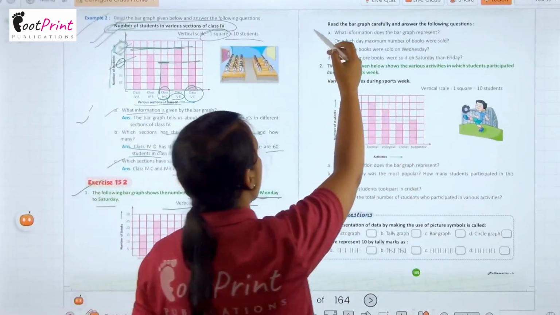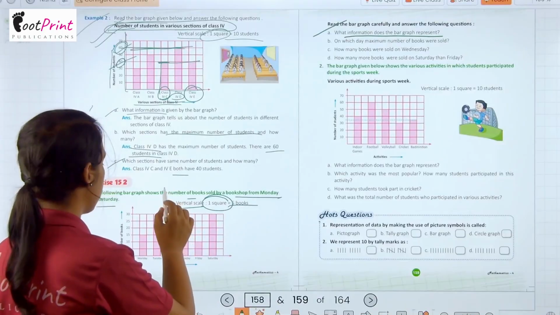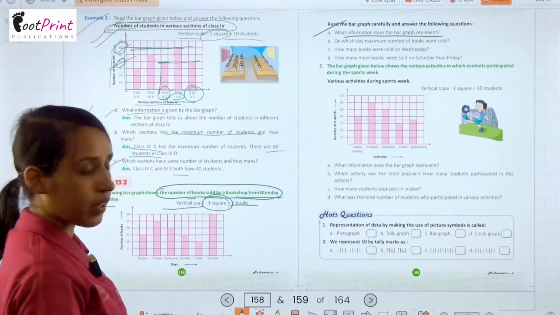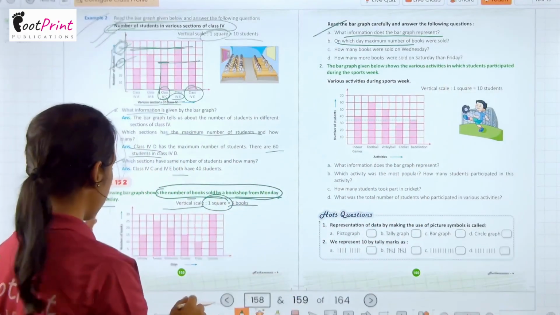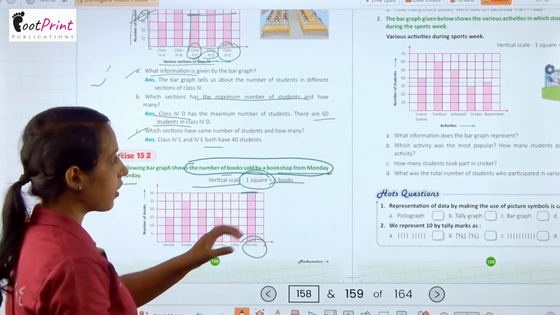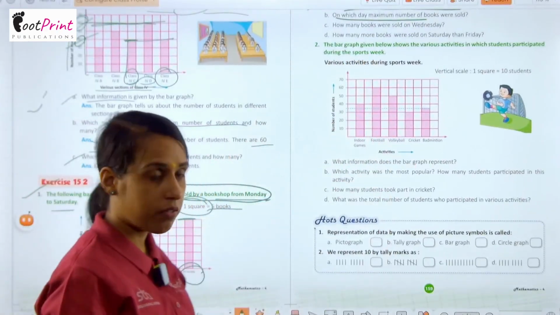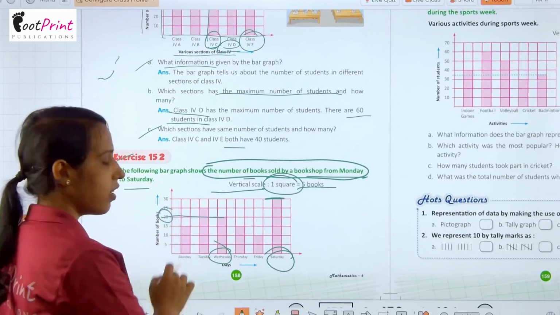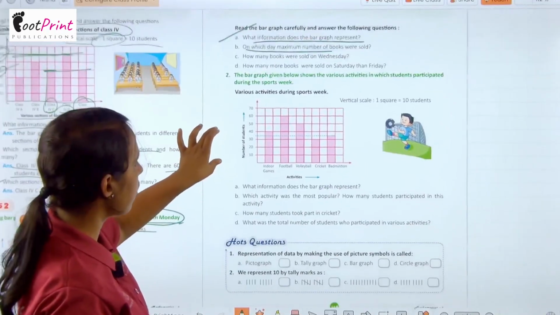The first question is, what information does the bar graph represent? As we know, the bar graph represents the number of books sold by the bookshop from Monday to Saturday. Okay, now on which day were the maximum number of books sold? Here by seeing this bar graph we can see the maximum number was on Saturday. So the answer is Saturday. And then how many books were sold on Wednesday? So here we have Wednesday and it is showing 20 books and our answer will be 20 books. Okay, just like that you can do it.